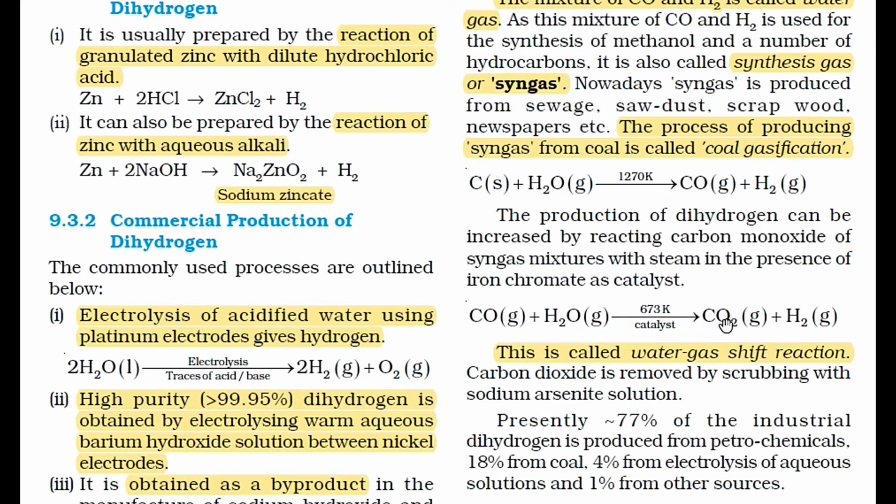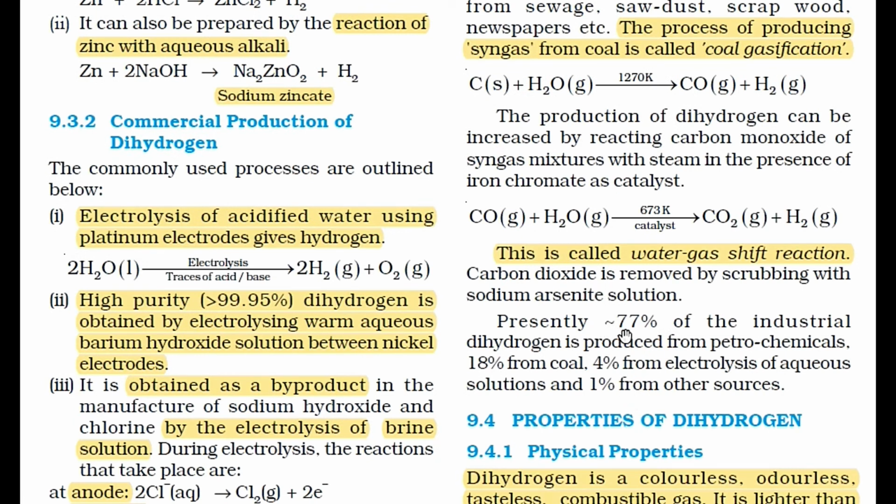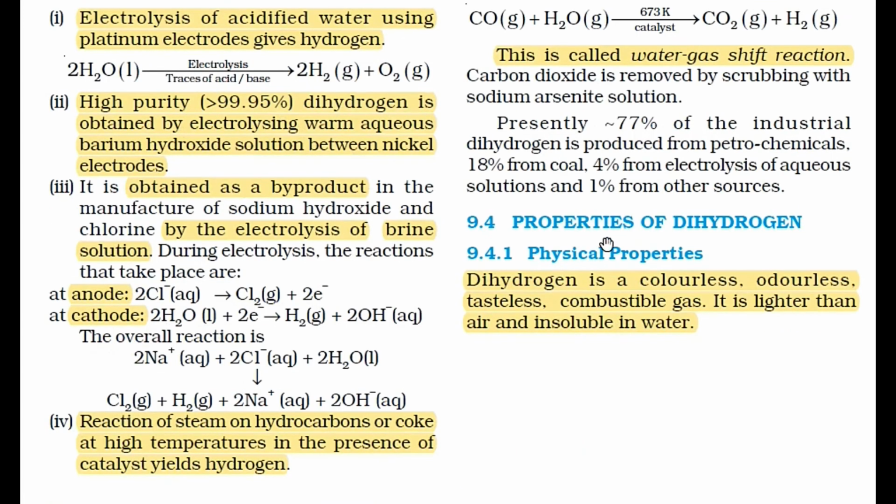Carbon dioxide is an acidic oxide, so it can be absorbed in alkali, that is KOH. Presently about 77% of the industrial dihydrogen is produced from petrochemicals, 18% from coal, 4% from electrolysis of aqueous solution, and 1% from other sources.